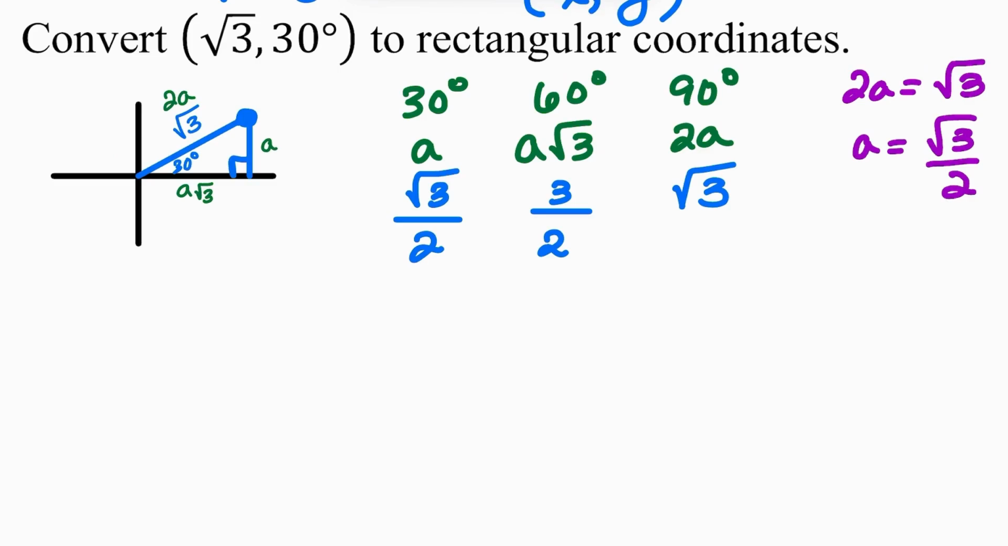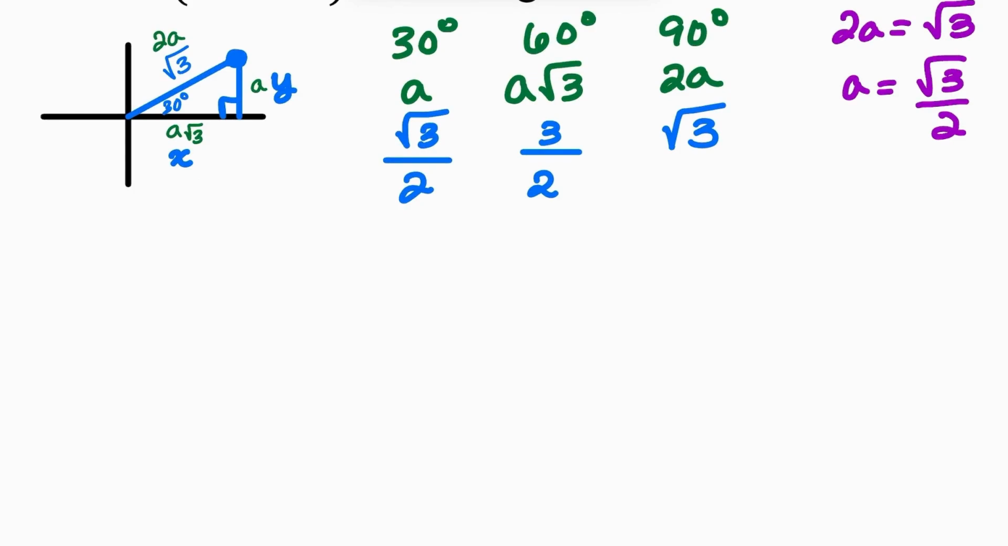Something that happened here is that this side length is x, that's y. So that length is x, which is 3 halves, and then y is root 3 over 2. You could have also visualized that as going 3 halves this way, and then root 3 over 2 that way, so x and y, and that's your point.